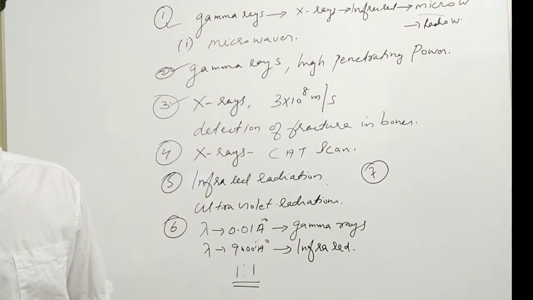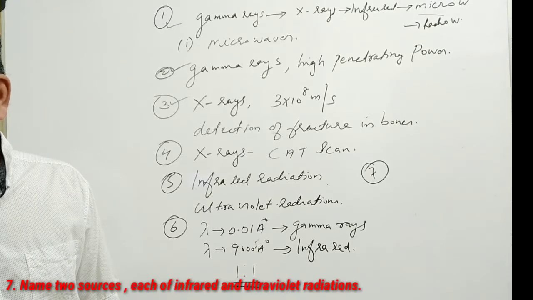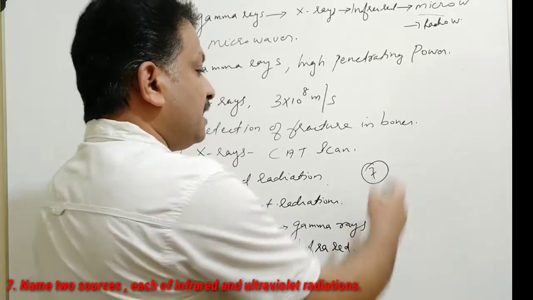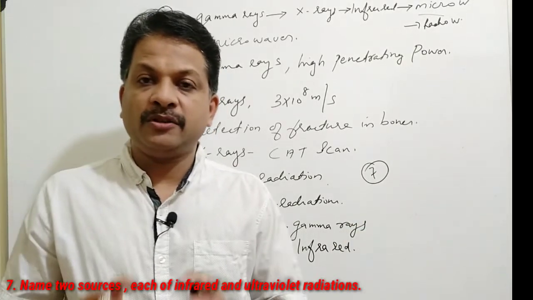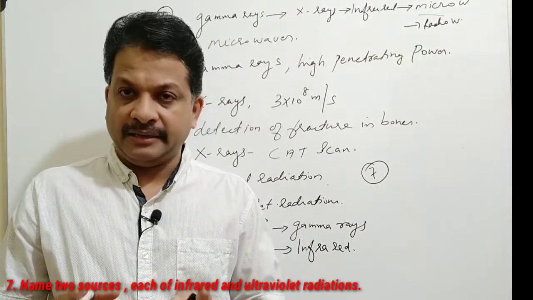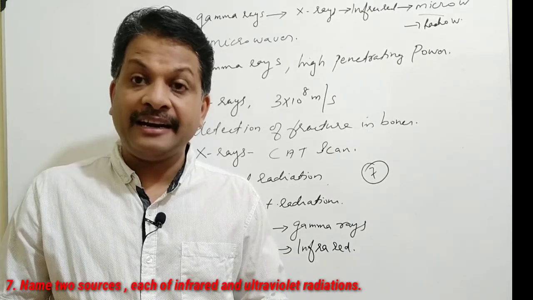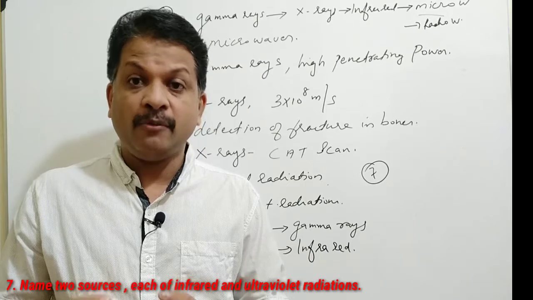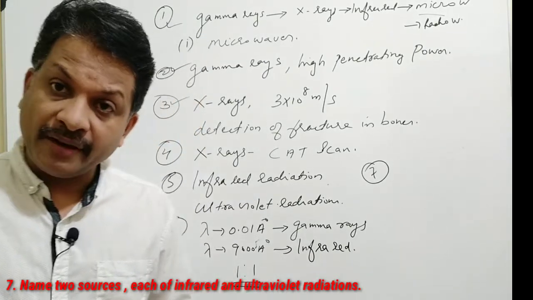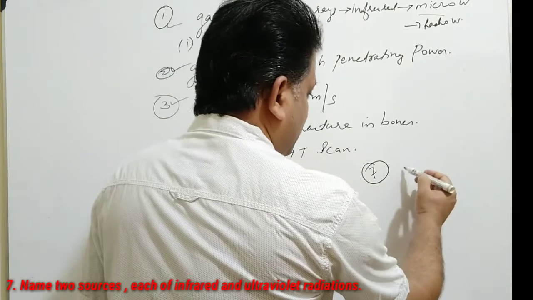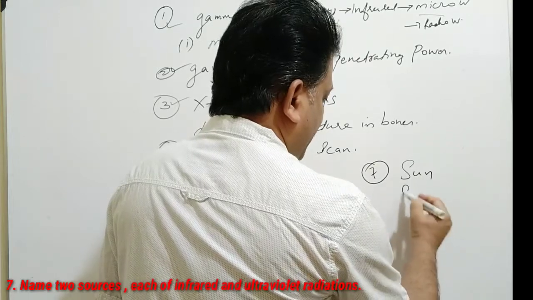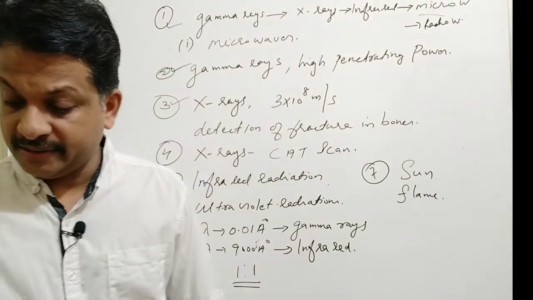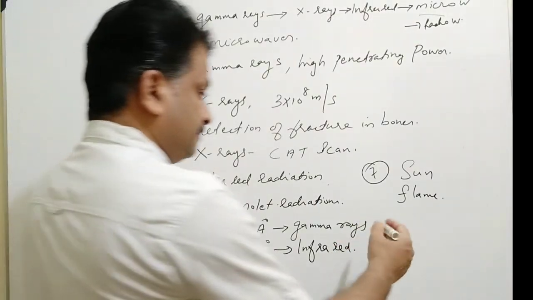Question number 7. Name two sources, each of infrared radiations and ultraviolet radiation. Source of infrared radiation: the Sun is a natural source of infrared radiations, and any type of red hot bodies such as flame or fire is a source of infrared radiation. So you can write sun, flame or fire, etc. Then ultraviolet radiations.